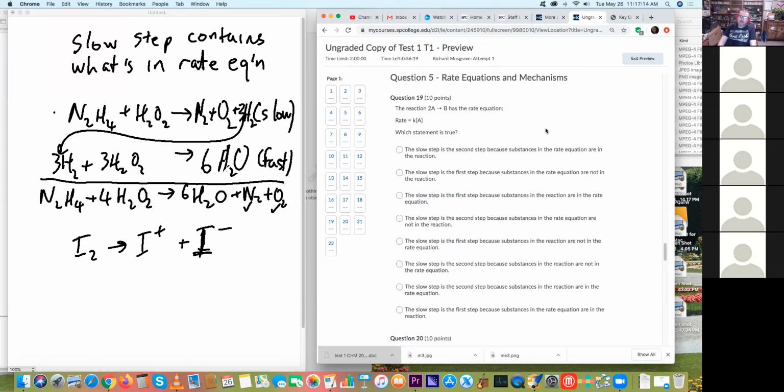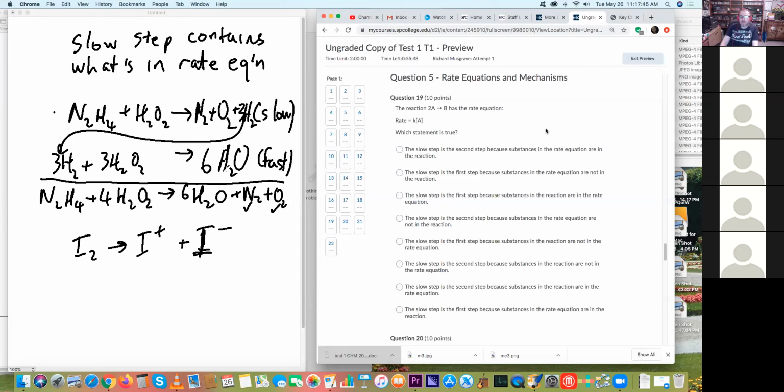And the thing is, I'm not hiding any of this. You could write this down on your sheet of paper and say, which one am I going to look for? Is there a difference between saying that the substances in the reaction are in the rate equation, or the substances in the rate equation are in the reaction? It does matter.